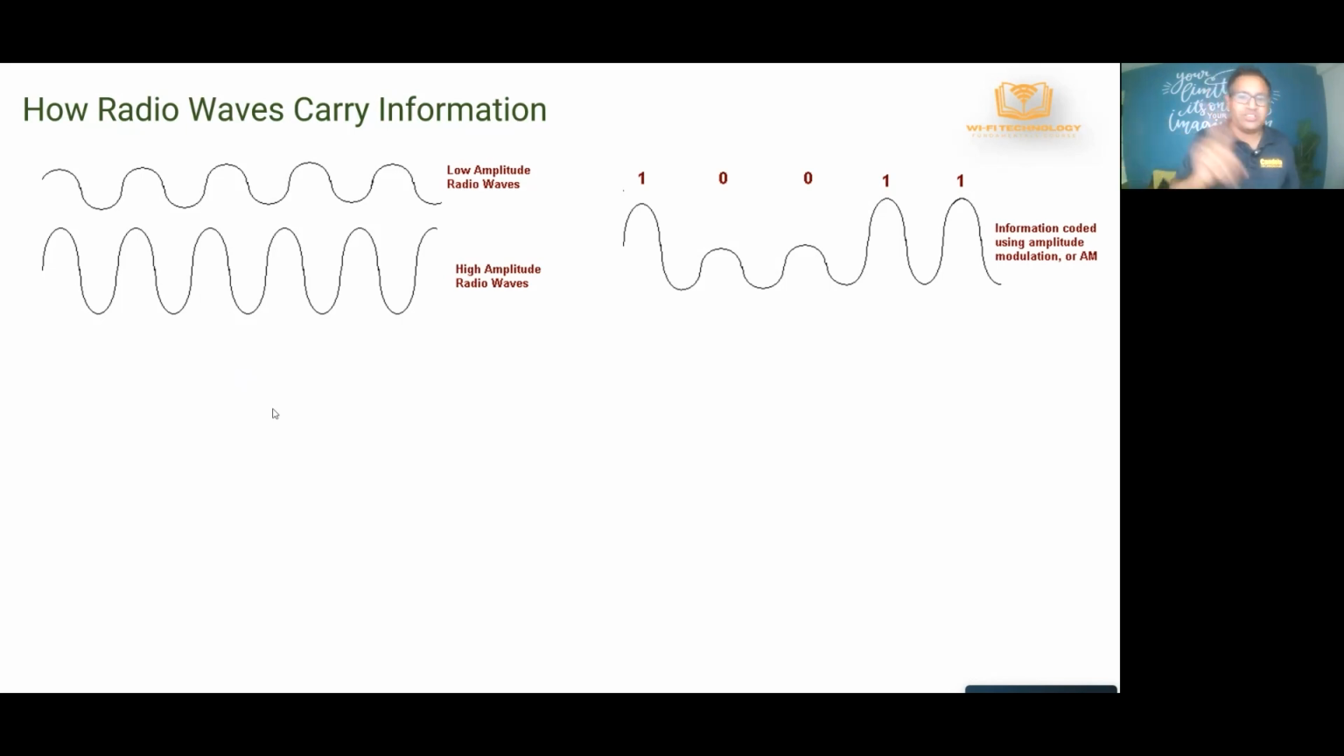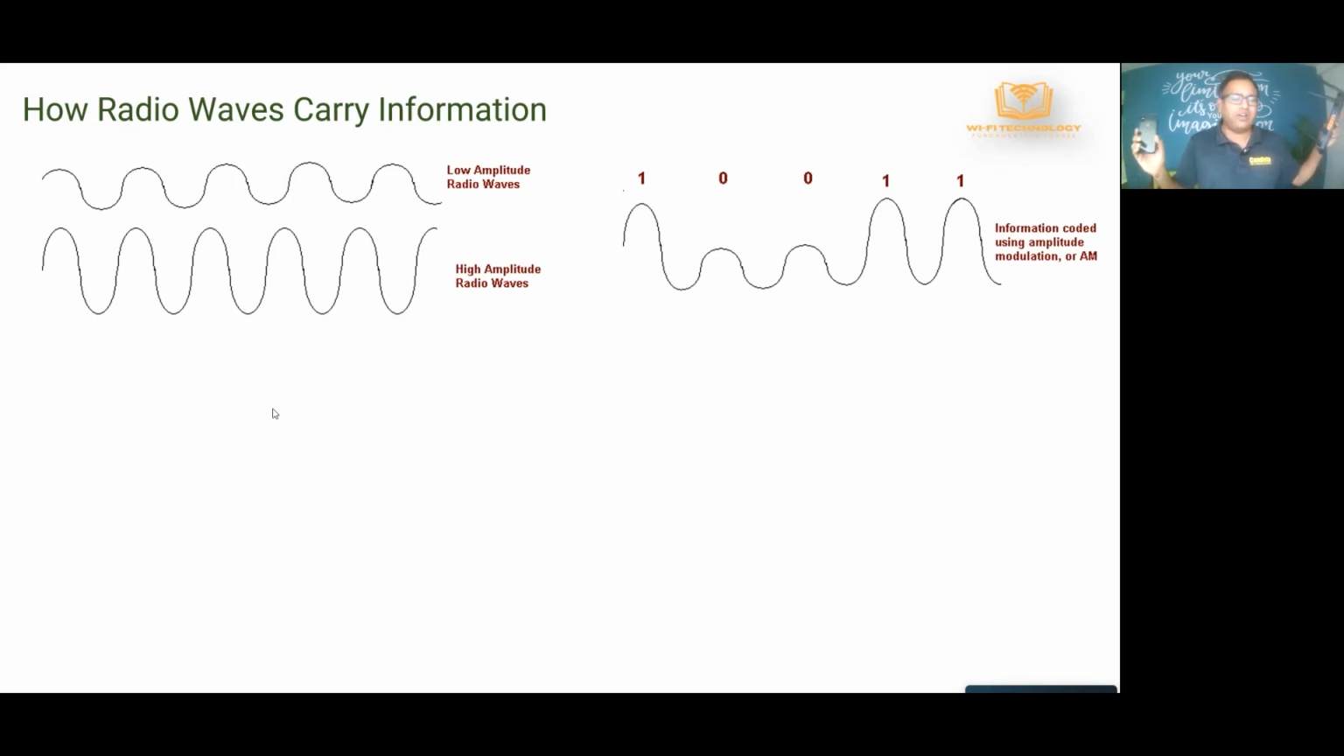Now this is an agreement between the transmitter and receiver. The transmitter and receiver have already agreed on this. So the transmitter is telling the receiver, hey, Mr. Receiver, whenever I'm sending a 1, I am actually sending the signal at a higher amplitude.